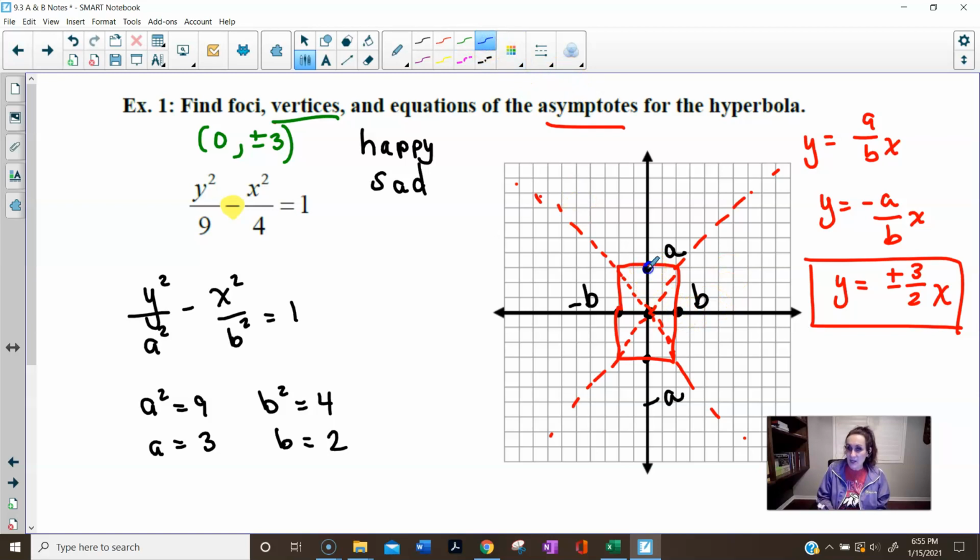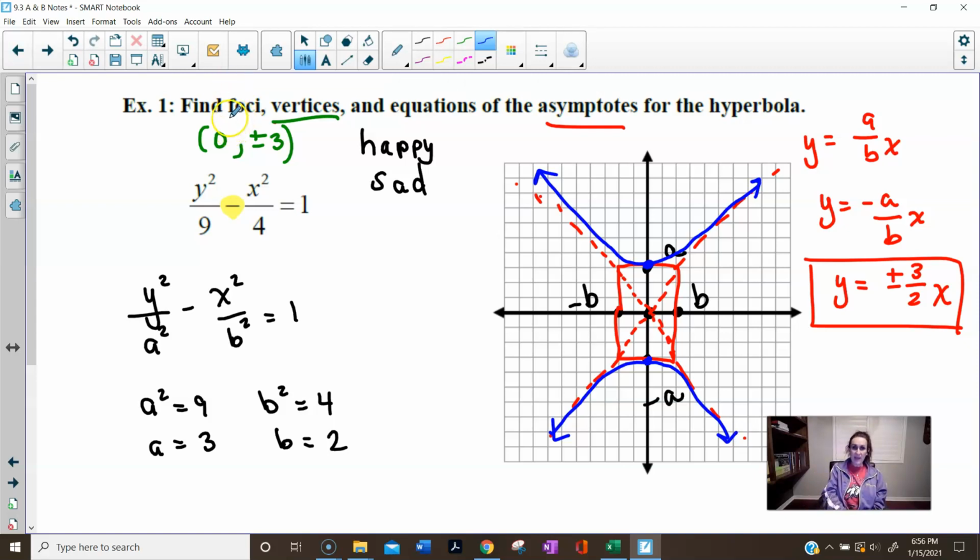And the graph is going to start at the vertex, and you're going to approach the asymptote, but you're not supposed to cross it. So you start at the vertex and approach your asymptotes, and that is your hyperbola. So just the blue is the actual graph.